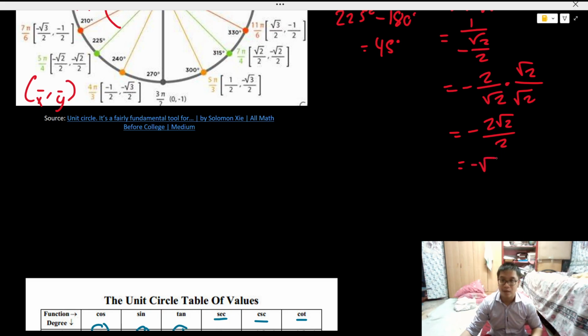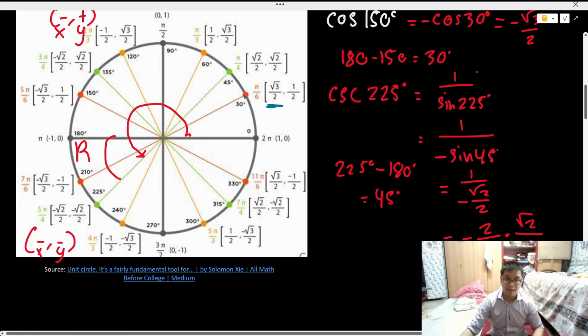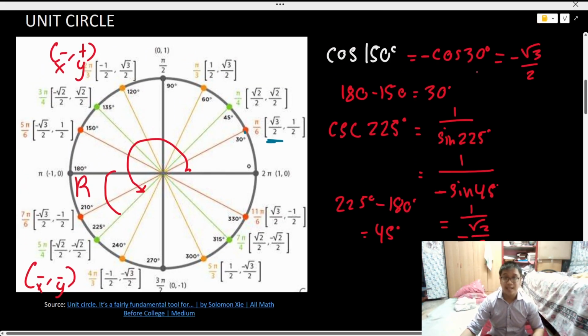If you're asking me why I did this, it's because when it comes to simplifying an answer, we do not want a radical term in the denominator. So now you get the technique here.